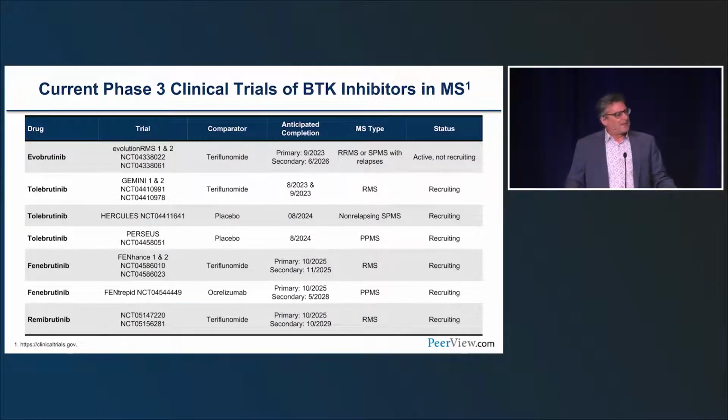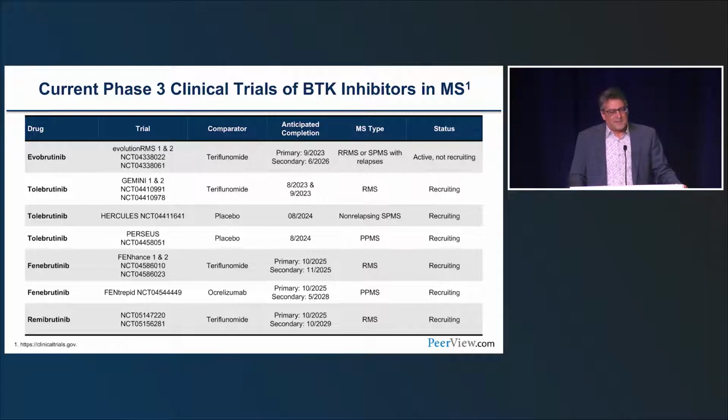So with that in mind, what are the phase 3 trials? Here's a list of studies that are underway with evobrutinib. A lot of them are now using teriflunomide as a comparator. Some are placebo-controlled, and the progressive studies are more the placebo-controlled ones. So you have evobrutinib looking in the relapsing cohorts, whether classic relapsing remitting or secondary progressive with relapses. It has completed its recruitment, and so it's just collecting data at this point.